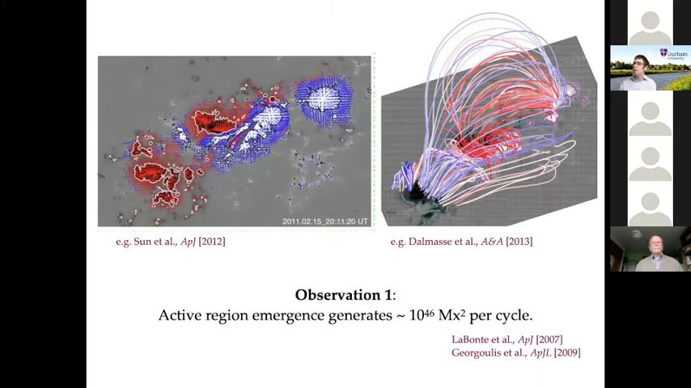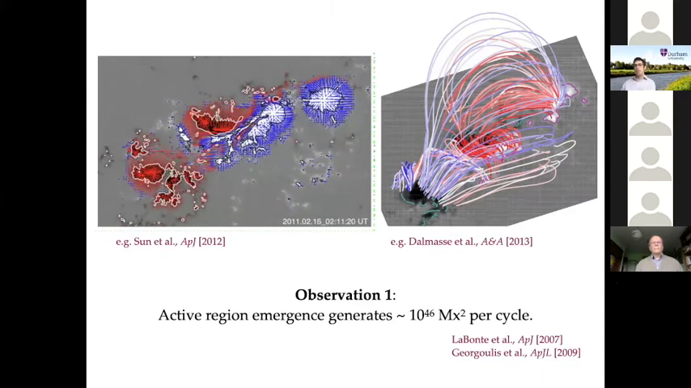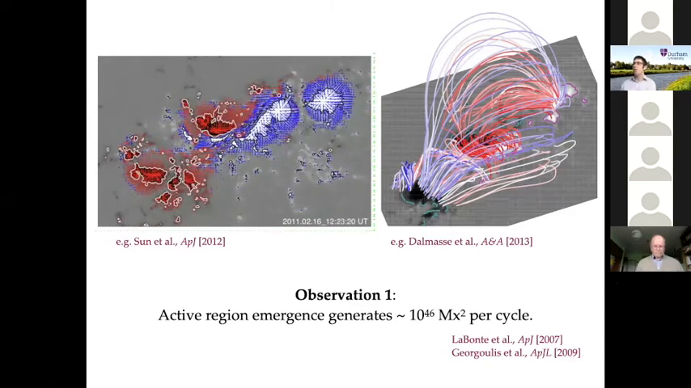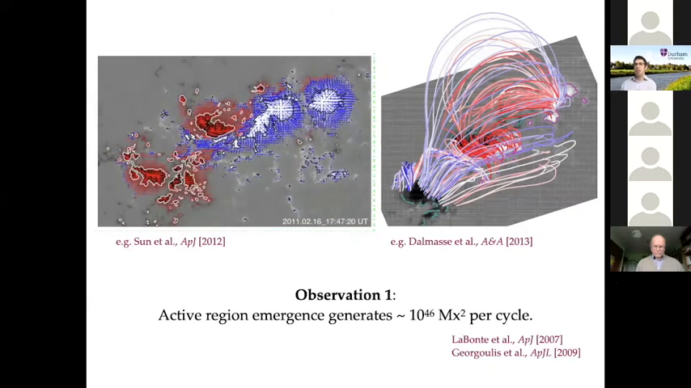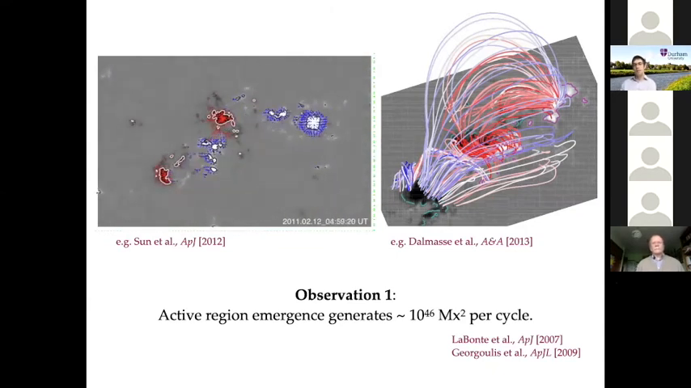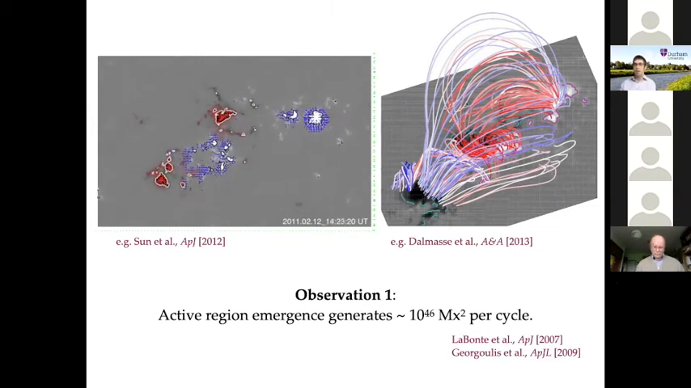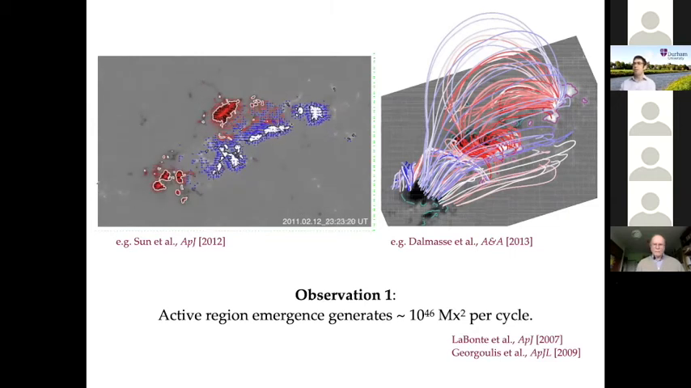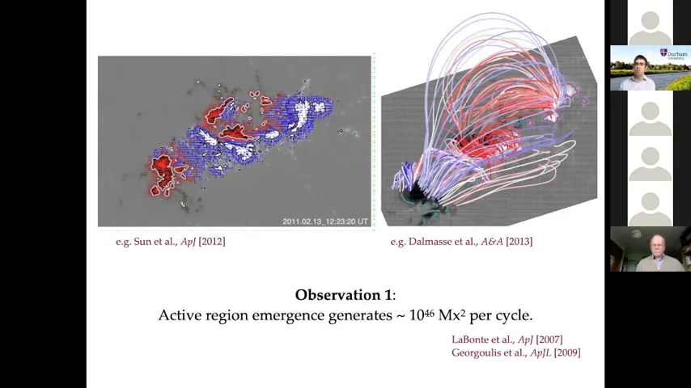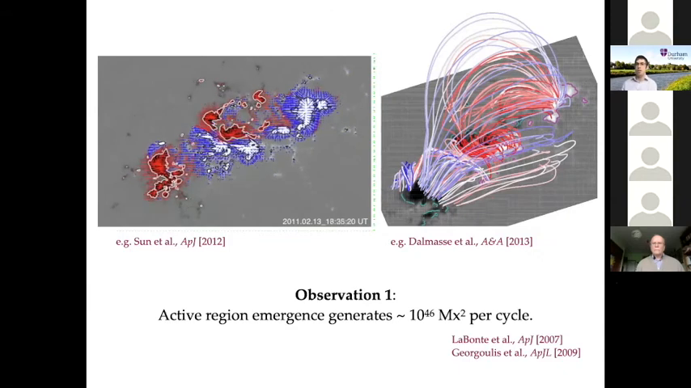Now, this is not the only source of helicity, because once your active region has emerged, it doesn't just disappear. It spreads out and decays over the solar surface, and the flux from that region remains there for months or even years. And during that time, it moves around, and that can itself generate helicity.